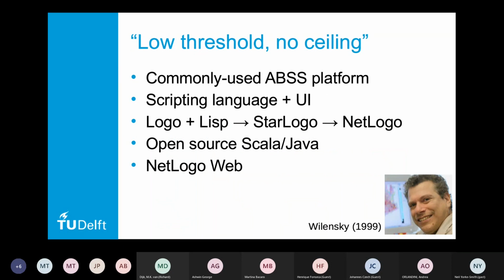Probably until at least recently, it's the most commonly used agent-based social simulation platform. You can think of it as a programming language, but it's more of a scripting language plus a user interface with some drag and drop stuff. That's a bit of history. The key point to know is that it's open source, written in Scala, it runs on the JVM, and there's even a web version where you can just run your models on the cloud. And the person who came up with it is pictured there.